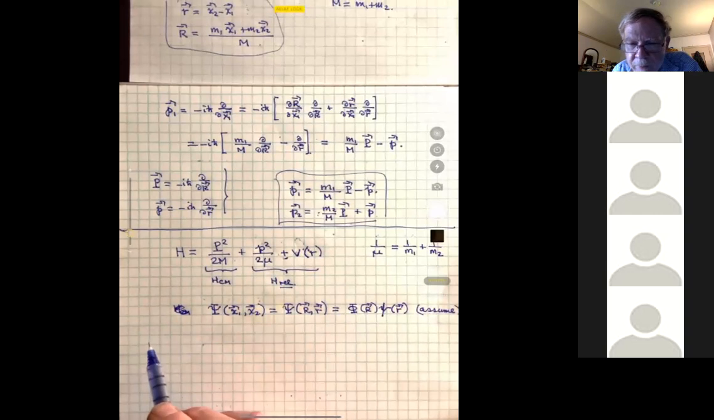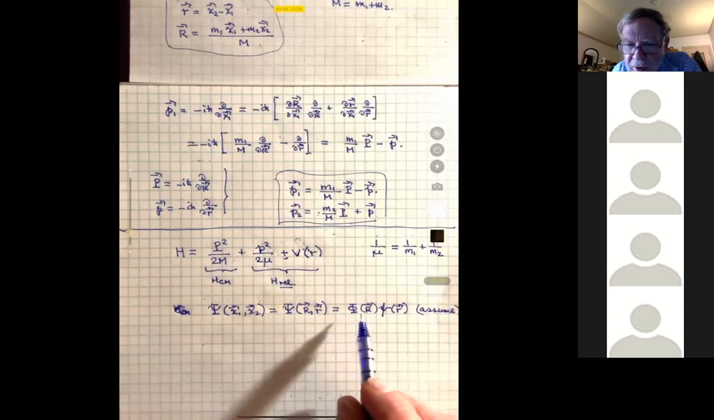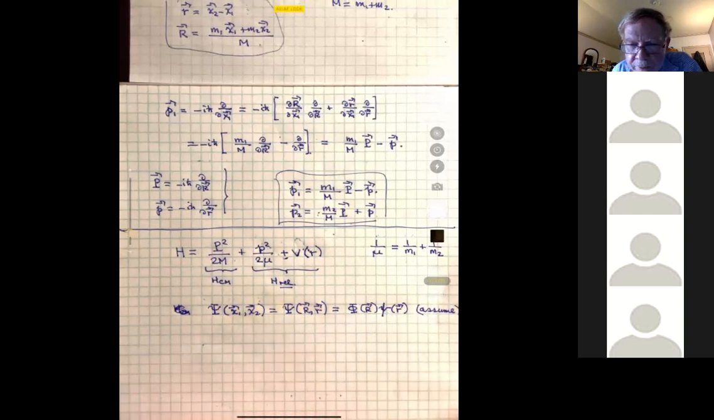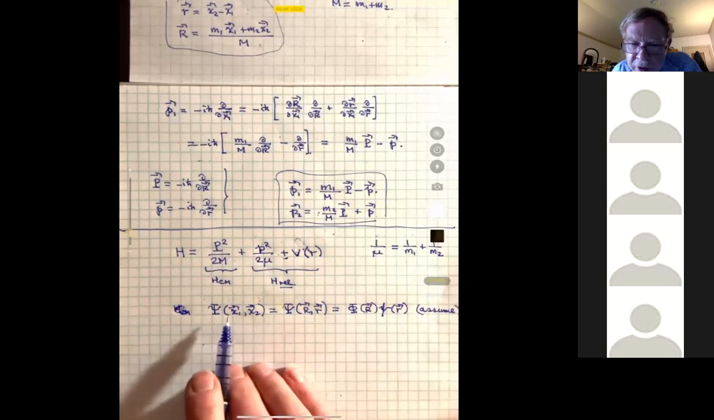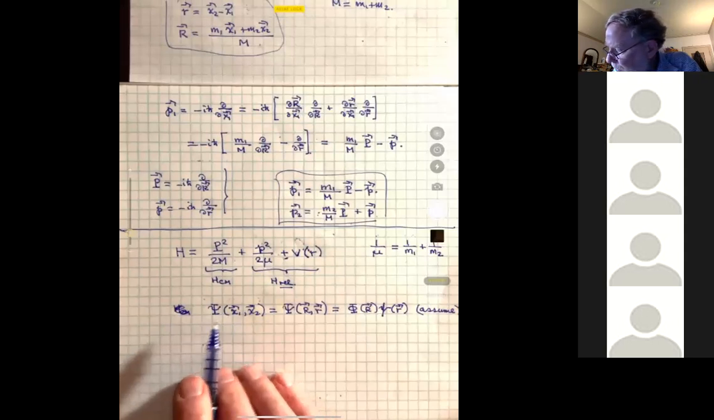Far from it. All we're doing is seeking solutions that have this product form. And it turns out that if we can find enough of them, then we can construct arbitrary solutions which are not of such a product form. That's the logic in separation of variables.